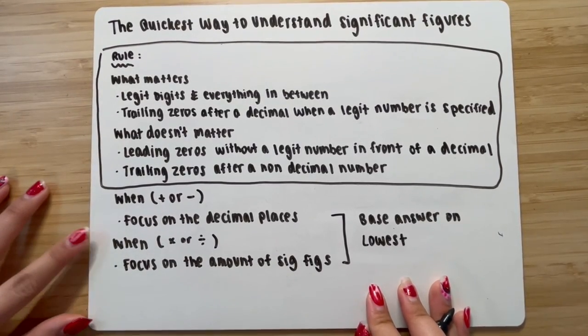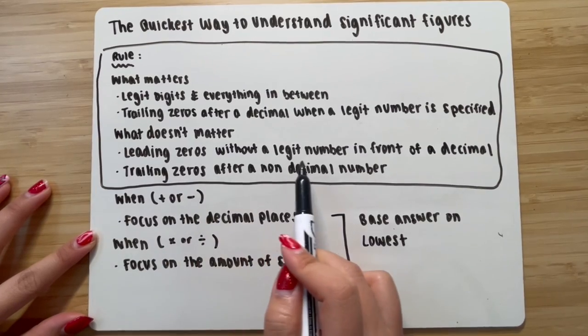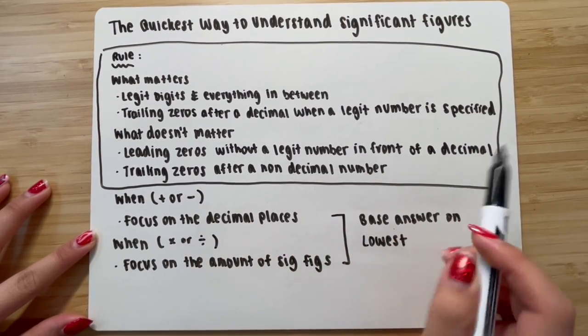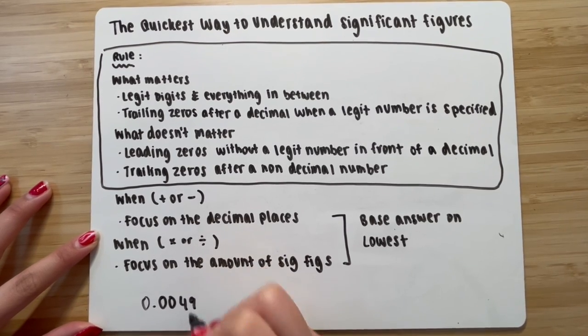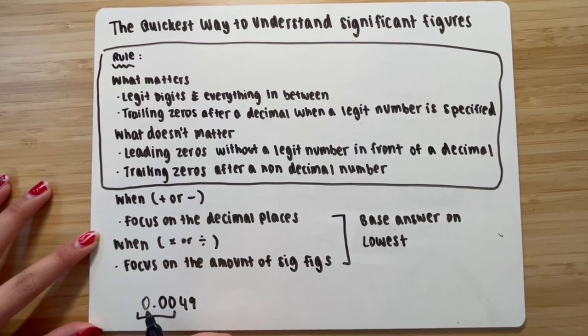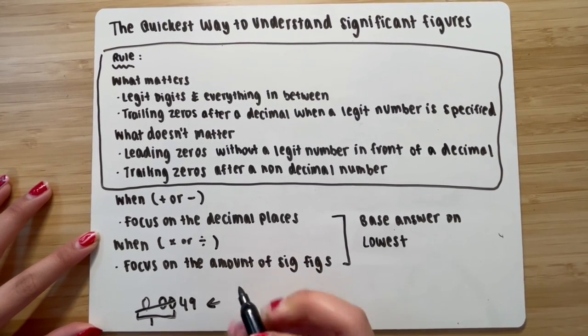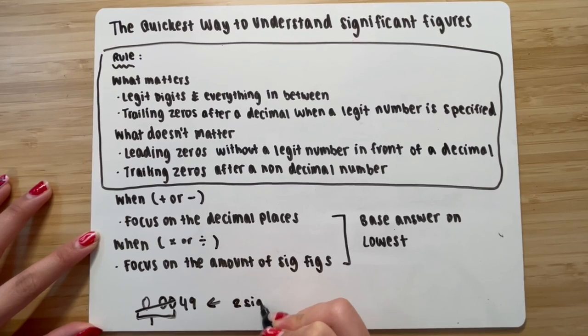Now, what doesn't matter. Leading zeros without a legit number in front of a decimal. So for example, 0.0049. These don't matter because there aren't any legit digits in front of the decimal or legit digits after the decimal before the zeros. So these zeros you can disregard. You are left with 2 sig figs.